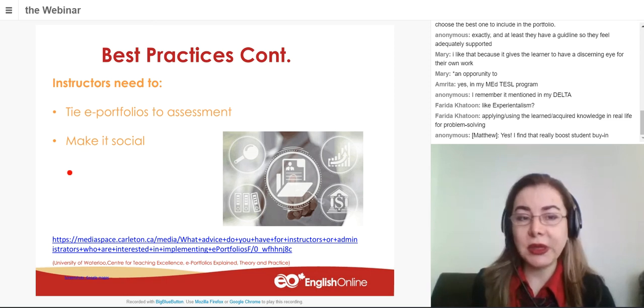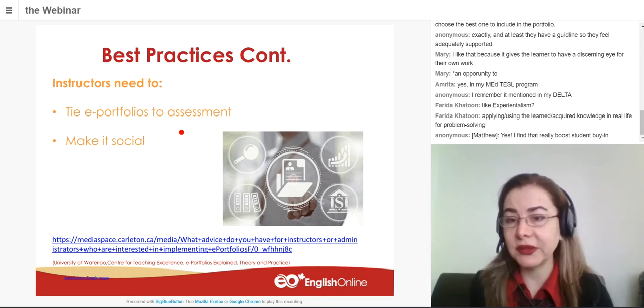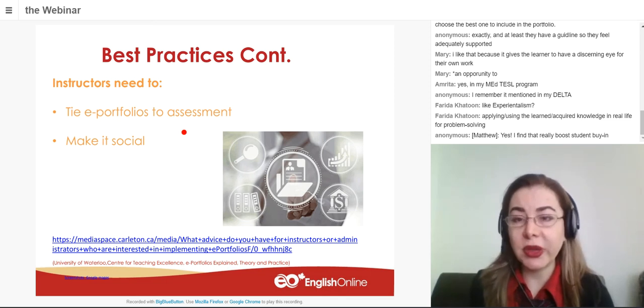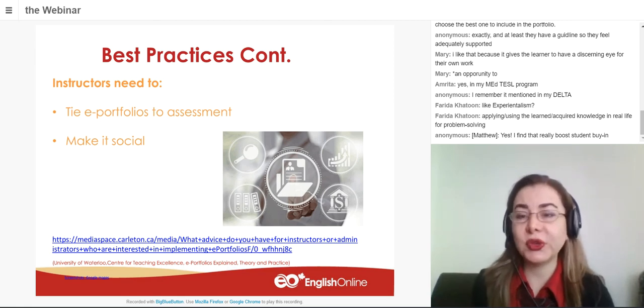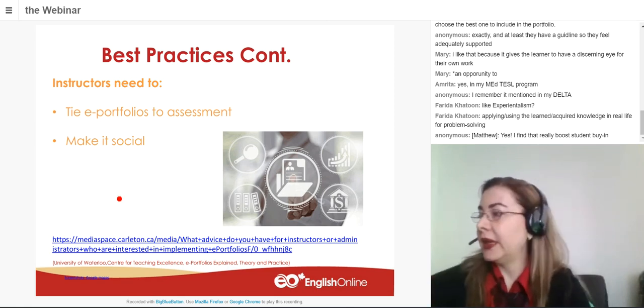It needs to be a work in progress. It needs to be linked directly, connected directly to the learning outcomes, where the student understands very well how he or she will be assessed on that. And finally, to make it social, to share. When you share and publish and interact with your teacher, with your peers, with other members of faculty, if you would like, with parents, that will definitely help it to be social.